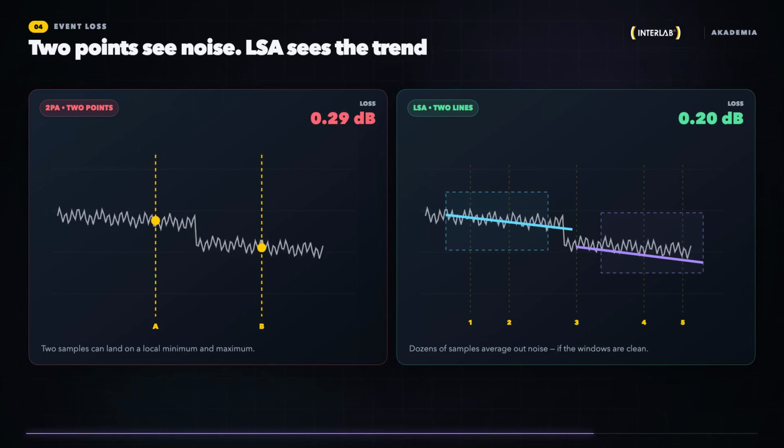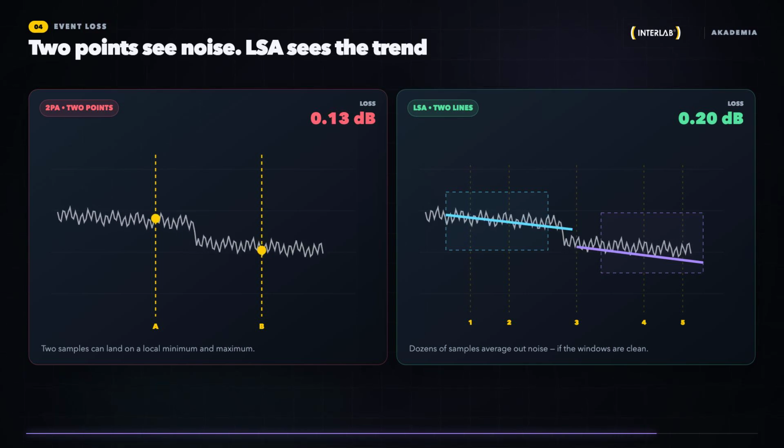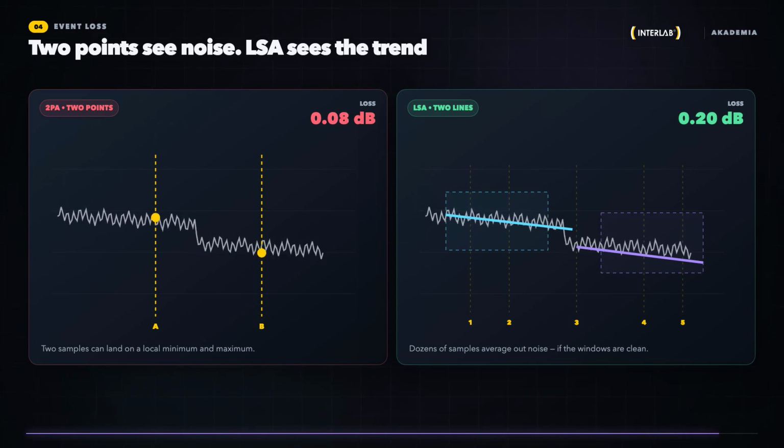There is one condition. The least squares windows must not include another splice, a reflective peak, or the end of the fiber. Mathematics cannot rescue badly positioned markers.